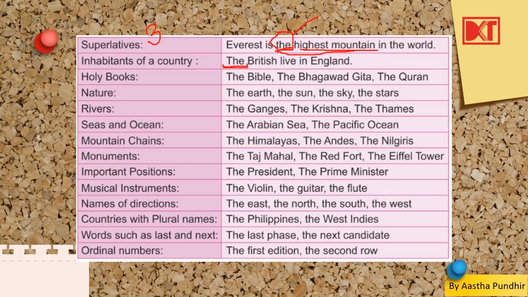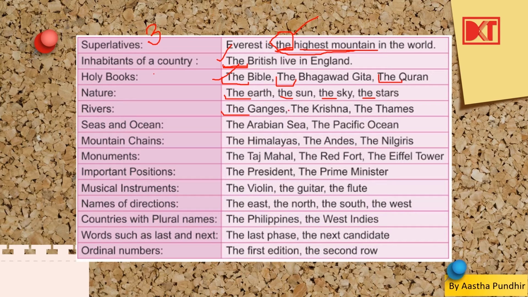होली बुक्स, क्योंकि होली बुक्स जो होती हैं रिलीजन की एक ही होती है, there is only one Bible, right? So we refer to it the Bible. The Bhagavad Gita, the कुरान. नेचर के लिए द अर्थ, द सन, द स्काई, द स्टार्स. रिवर्स भी, there is only one Ganga, one Krishna, and the Thames. All these rivers, this is only one river. The Ganges, the Krishna, the Thames.